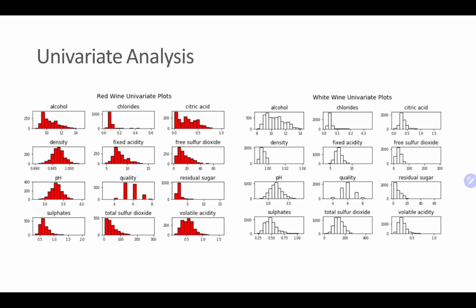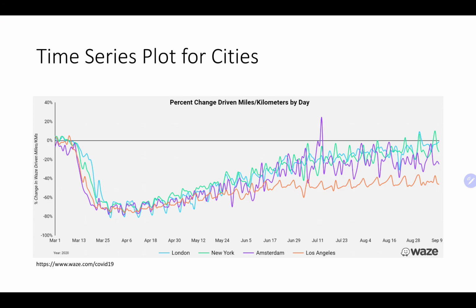So we can do univariate analysis by looking at each of the variables separately. There are two different wine classes here, and then we can compare how they look. Time series analysis is another thing.